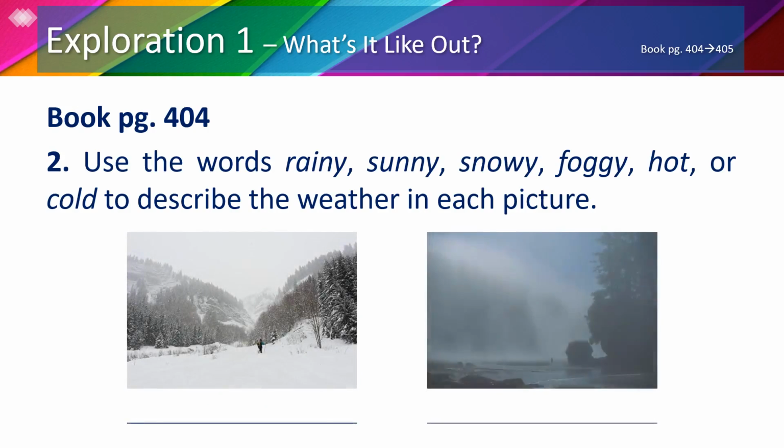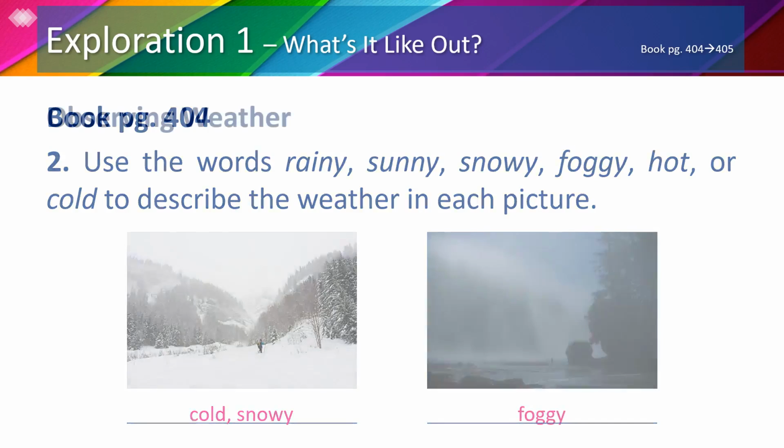If we look at the other 2 pictures in your book, we can notice in the one on the left that it is snowing. This obviously tells us that the weather is cold and, of course, snowy. In the picture on the right, we can see some fog, which makes it difficult to see clearly. So we can write that the weather is foggy.